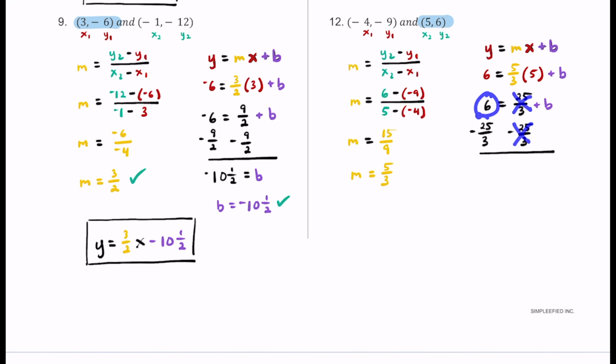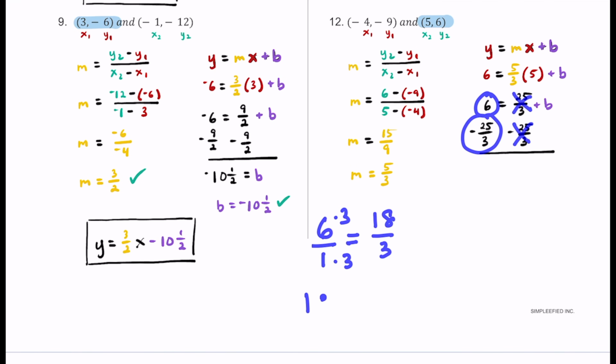But what's 6 take away 25 over 3? Well, 6 is 6 over 1, and then we're going to get common denominators. I think we can make this times 3 times 3. So that's going to be 18 over 3. That's the same thing as 6, right?